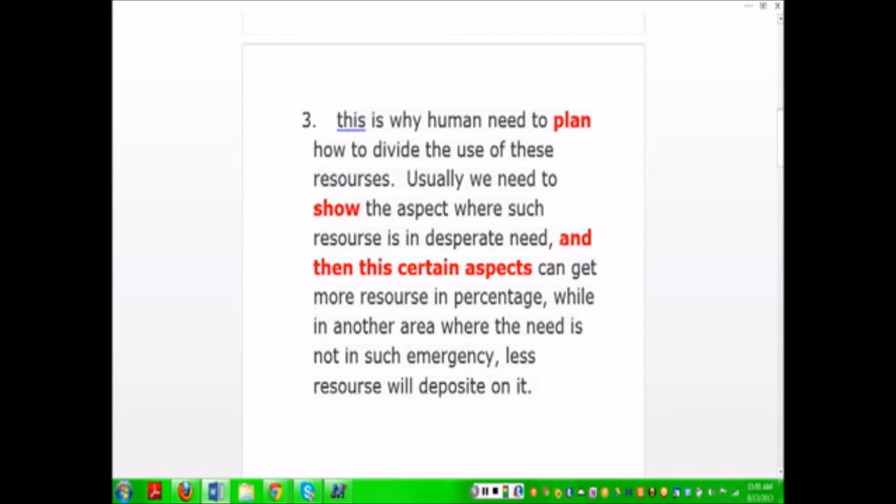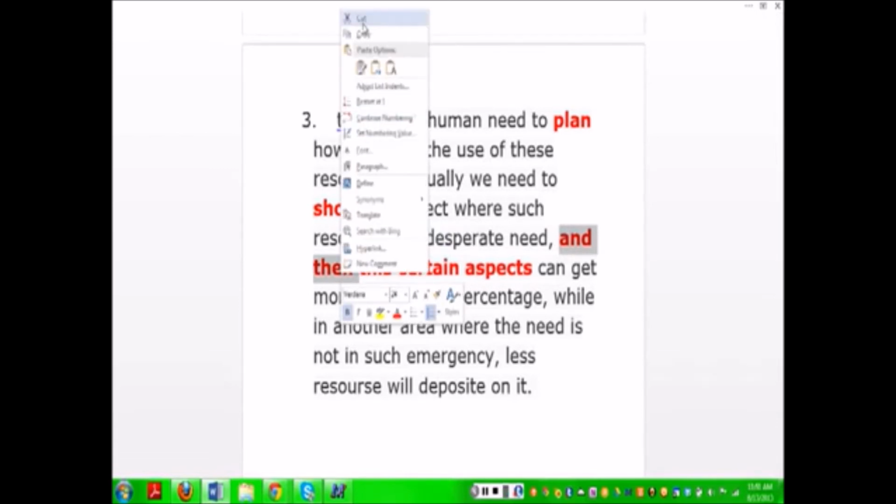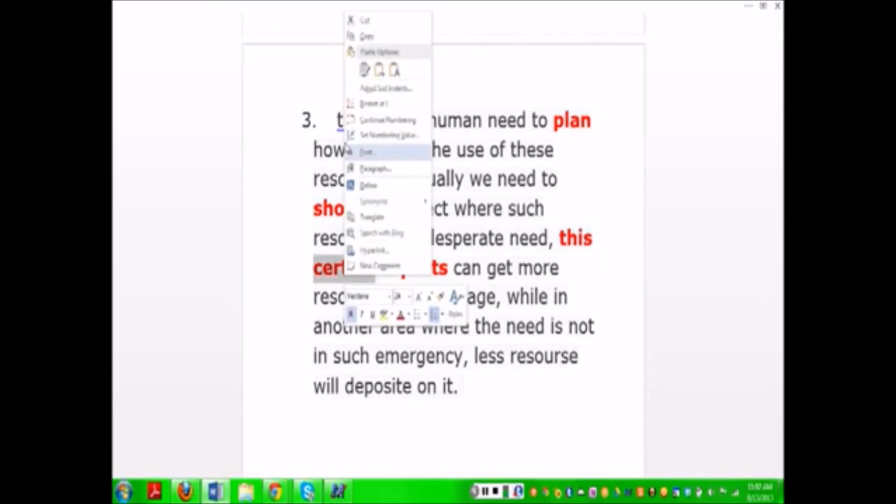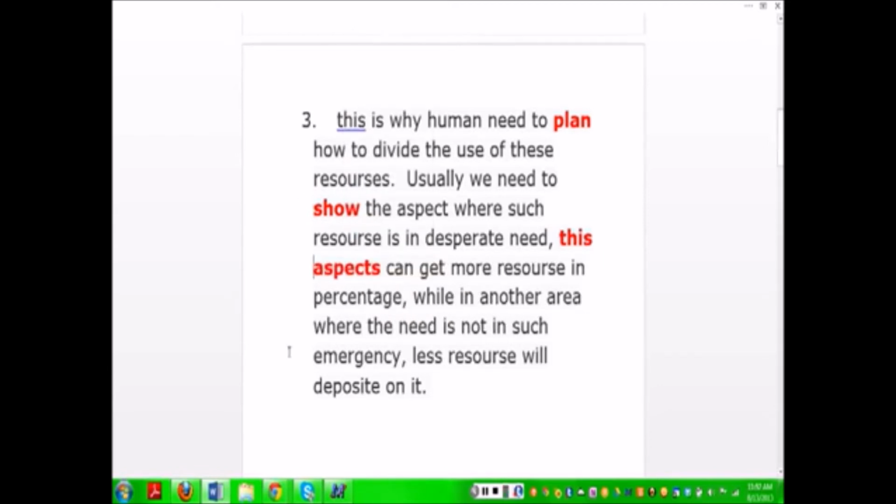And then this certain aspect. So again, and then means nothing, so you can get rid of and then. And the word certain, again, doesn't explain anything. It doesn't have any meaning. So this certain aspect, the word certain is redundant. So you can get rid of that word.